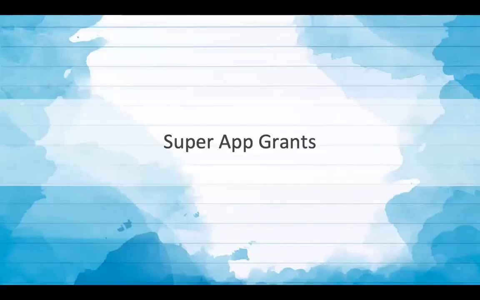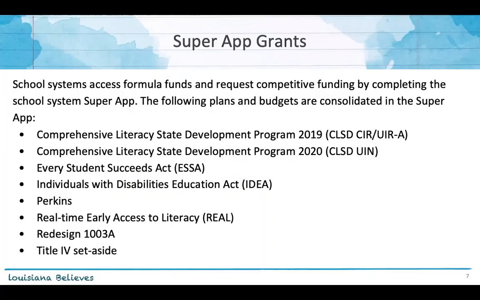First up is Super App grants. School systems can access formula funds as well as request competitive funding by completing the Super App. Listed on the slide are the plans and budgets consolidated in this year's Super App and includes the CLSD 2019 for CIR and UIR academic schools, CLSD 2020 for schools labeled urgent intervention needed, ESSA funds, IDEA funds, Perkins, real-time early access to literacy, redesign funding, and the Title IV set-aside.